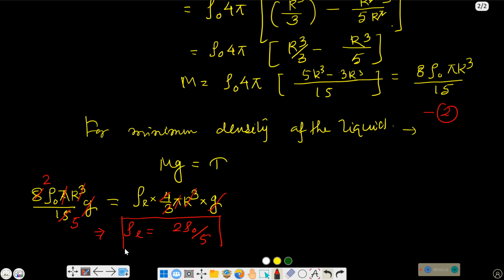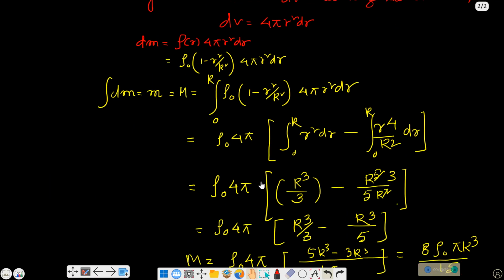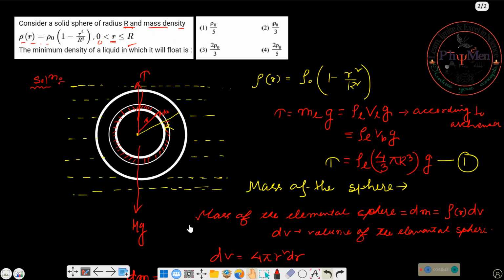So the minimum density of the liquid where this sphere can float, we have the answer: rho L is equal to 2 rho naught by 5. So our final answer is option number 4, 2 rho naught by 5.